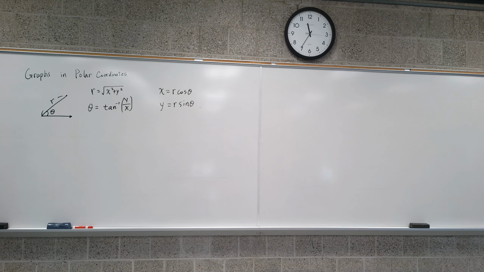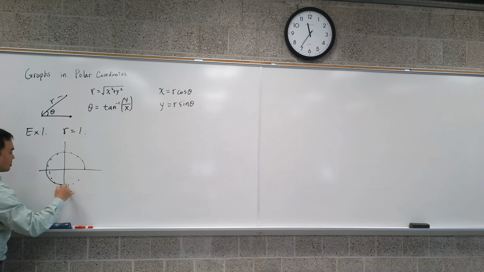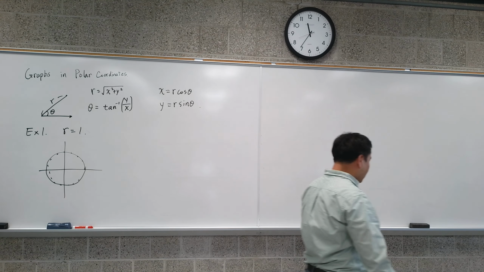So let's start with the most obvious one, example 1. What's r equals 1? Well, that means you're looking at points that are distance 1 away from the center. What does that give you? Unit circle. A unit circle. Okay.